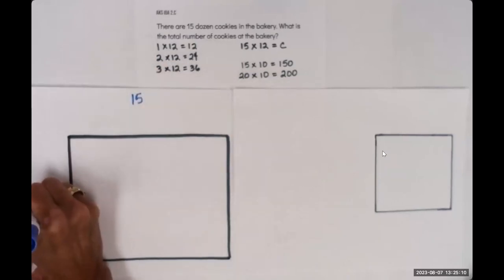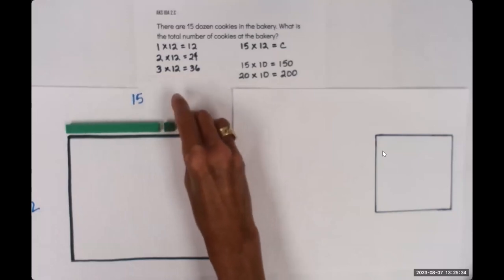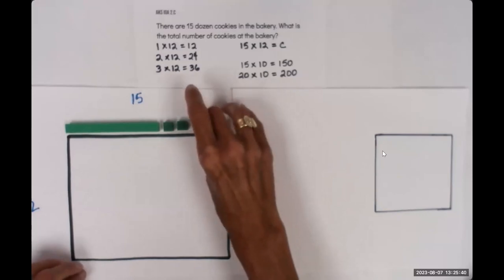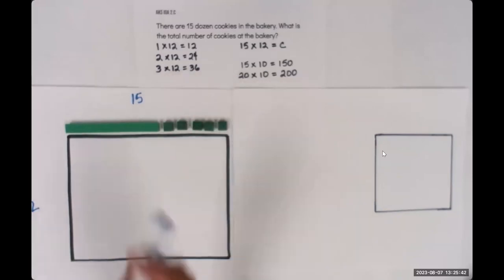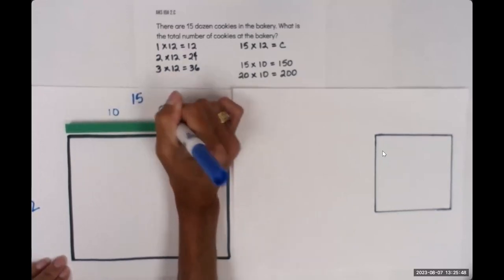So I'm going to jot a 15 here and a 12 here. Now, to help make my multiplication a little bit more efficient, we're going to decompose the factors 15 and 12 by their place value. We could decompose 15 as 10 and 5 ones. So 10 and 5 is the same as 15.